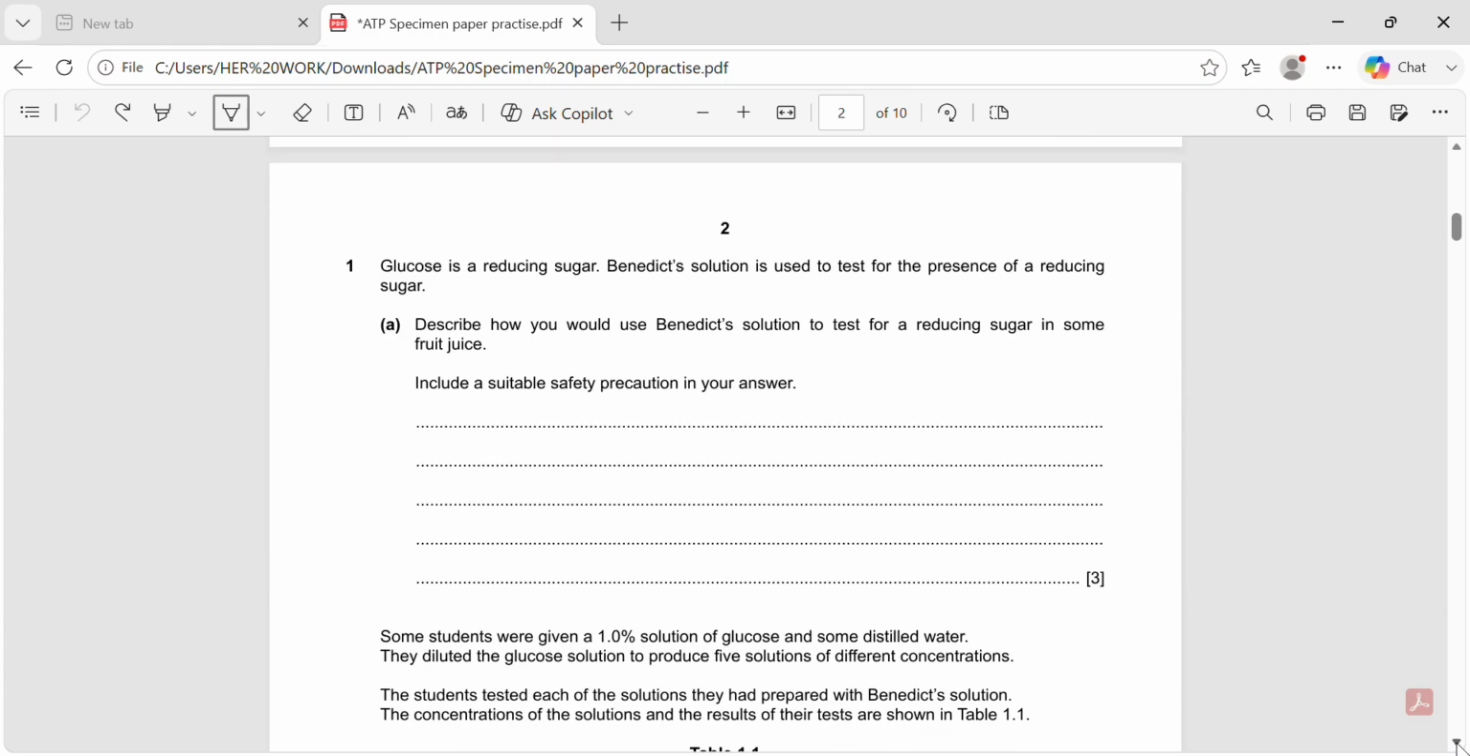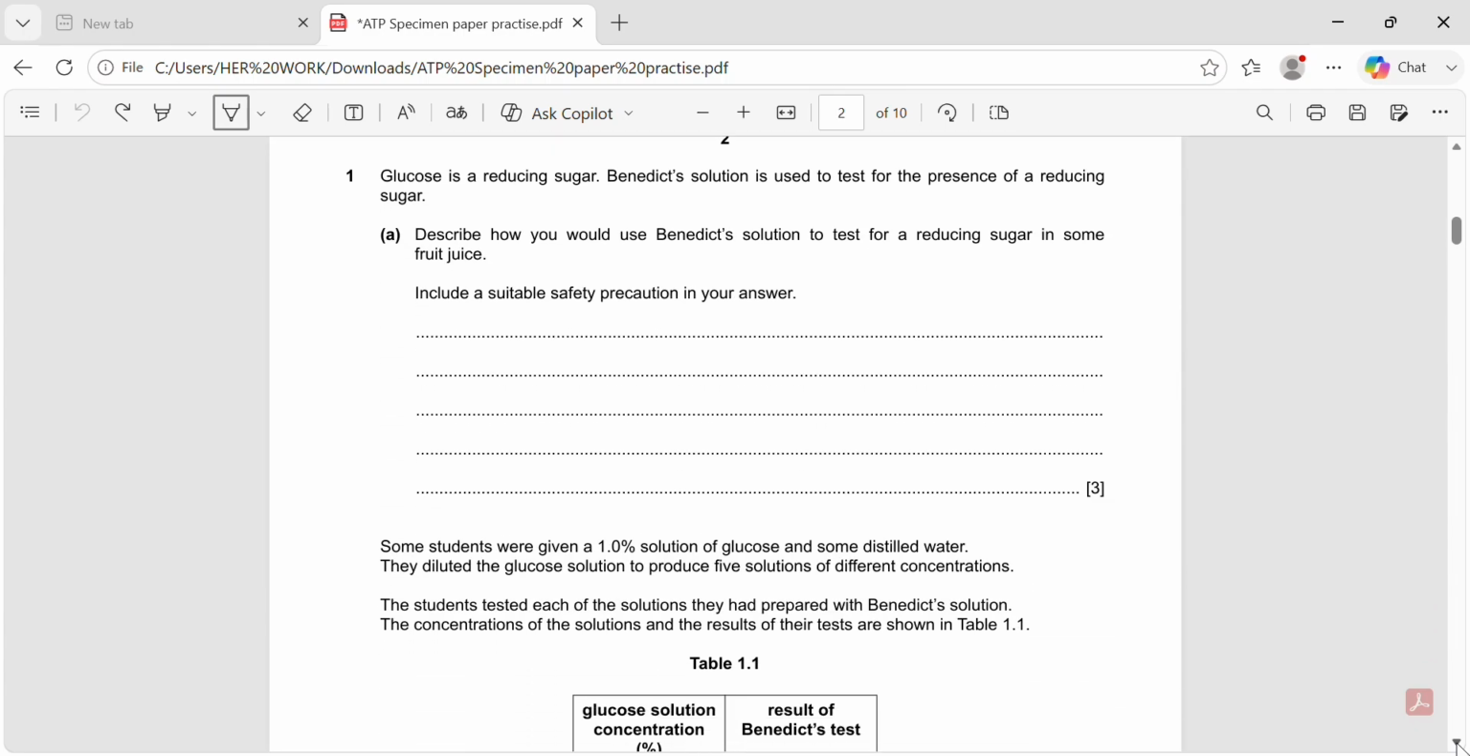Let's begin. The first question is related to food tests. It asks, describe how you would use Benedict's solution to test for reducing sugar in some fruit juice. Include a suitable safety precaution in your answer. This is a direct food test question. We simply add Benedict's solution to the fruit juice and heat the mixture in a water bath. If a reducing sugar is present, the solution changes color. As a safety precaution, wear safety goggles and do not heat the test tube directly over a flame.